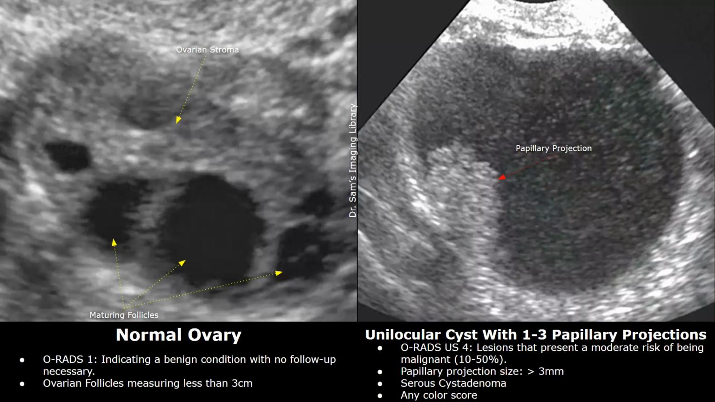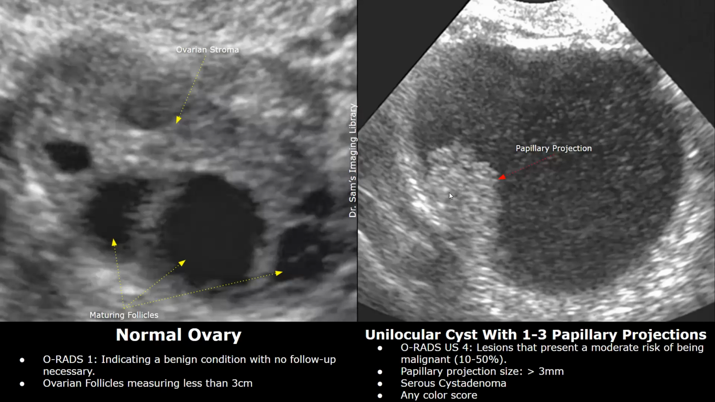Now we move on to O-RADS 4, which includes lesions that present a moderate risk of being malignant. That is a 10 to 50% chance of malignancy. This category includes a unilocular cyst with 1 to 3 papillary projections. Papillary projections are these protrusions into the lumen of the cyst. These papillary projections must measure more than 3 millimeters. If they are less than 3 millimeters, they will be known as wall irregularities.